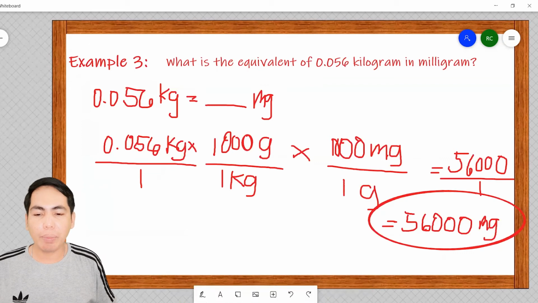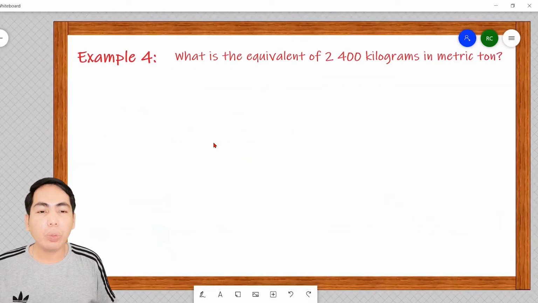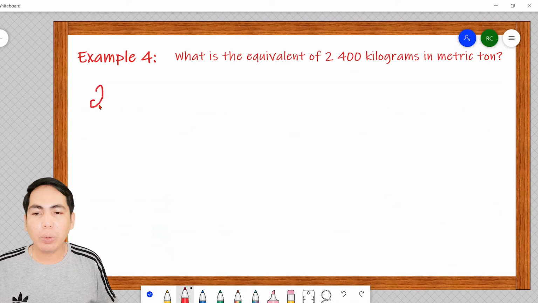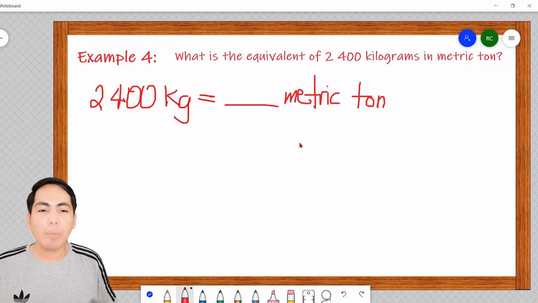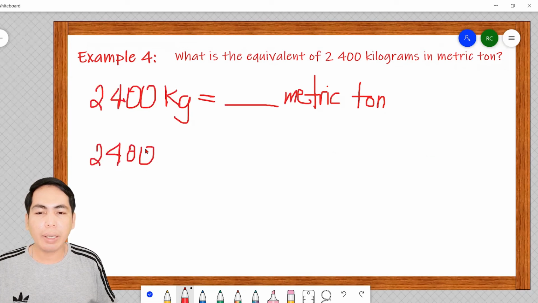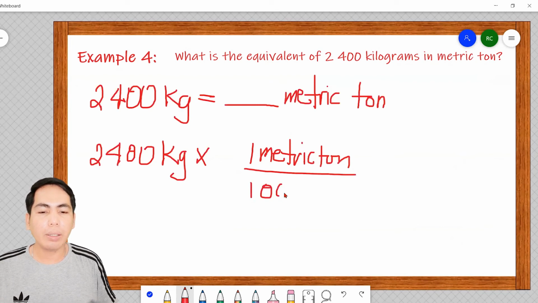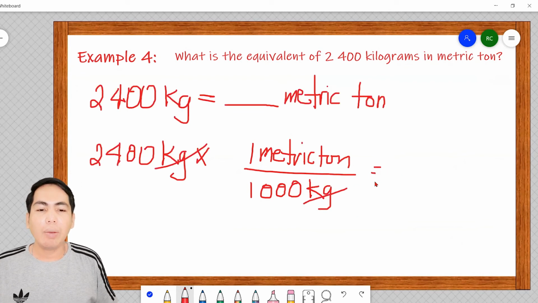So let us have sample number 4. What is the equivalent of 2,400 kilograms in metric ton? So in here, we are going to convert this 2,400 kilograms into metric ton. We know that for every 1 metric ton, there are 1,000 kilograms. So we are going to multiply this 2,400 kilograms by the ratio of 1 metric ton is to 1,000 kilograms, so that the unit kilogram can be canceled out. And what is left is metric ton.